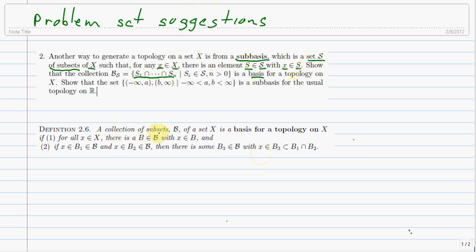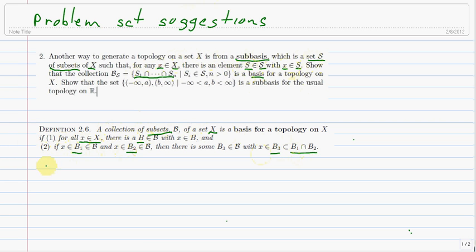So a basis is a collection of subsets of X, right? Subsets of X that satisfies two properties. One is one of the same properties that a subbasis has to satisfy, and that is everything in X is in at least one of the elements of the basis. And the other thing is that if you take two elements of your basis and you intersect them, there's a set in your basis that lies in that intersection. Now it actually could be the whole intersection.